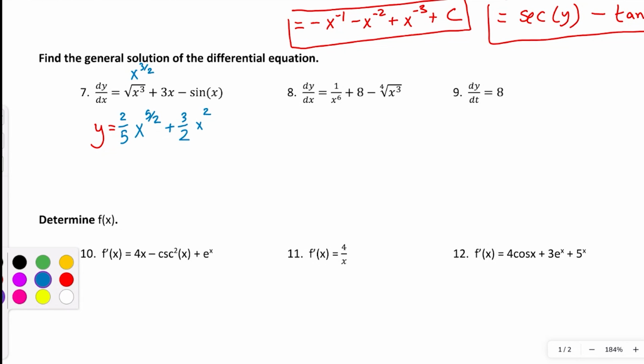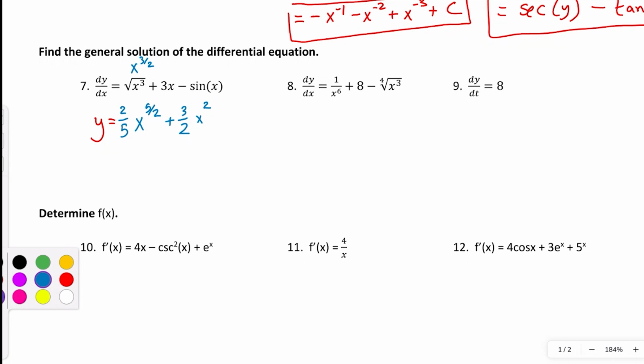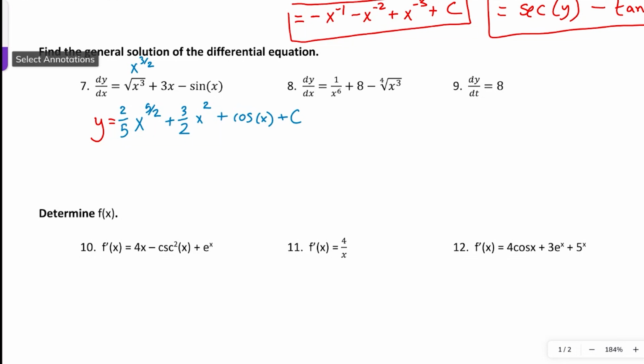Now the antiderivative of sine is negative cosine. So the antiderivative of negative sine should be positive cosine. So yeah, we're going to add cosine x, and then we're going to add our trusty constant at the end. So we are finding the general solution. We're not looking for a particular one.